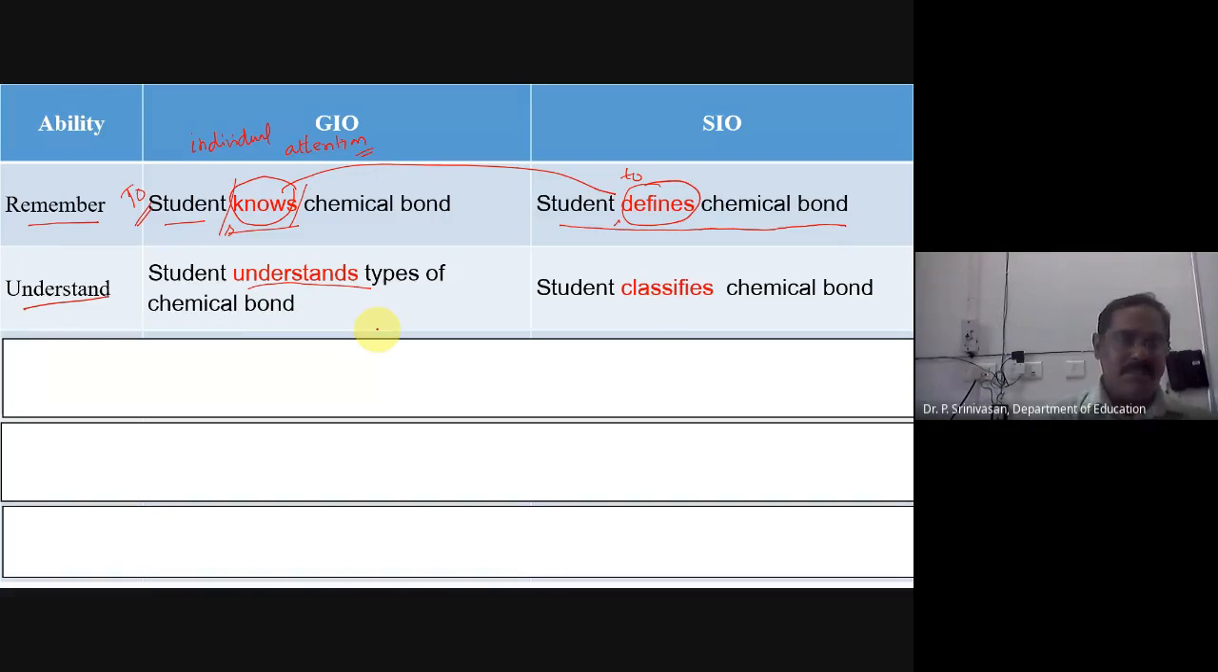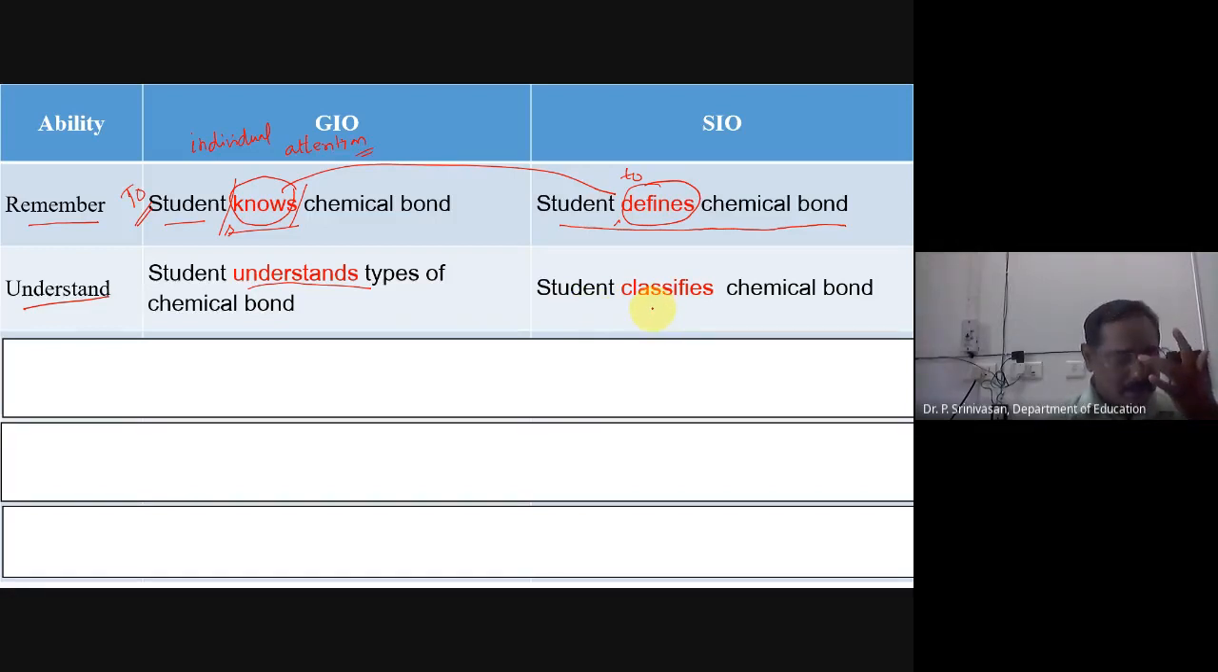It changes from lesson to lesson, but these are common. Like the verbs are common, the lesson will be changing. Okay, student understands the types of chemical bond. You see the other side: student classifies the chemical bond.